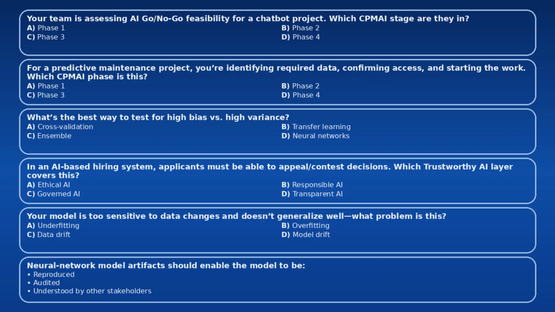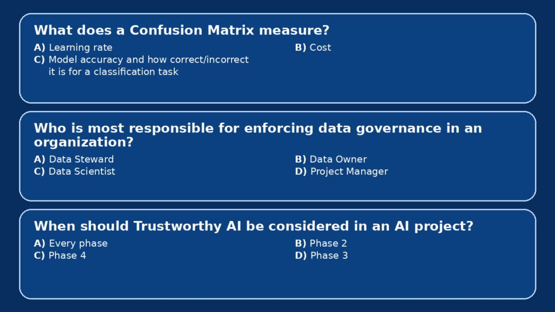Next question. What does the confusion matrix measure? Is it a learning rate, a cost, or a model accuracy? The right answer is C. Model accuracy, and how correct and incorrect it is for a classification task. A confusion matrix summarizes classification performance by counting true positive, true negative, false positive, false negative, from which accuracy, precision, recall can be derived.